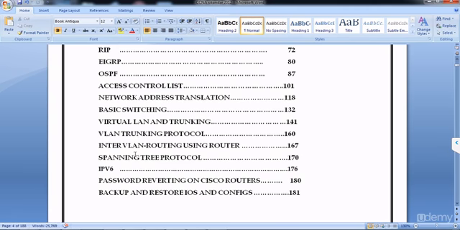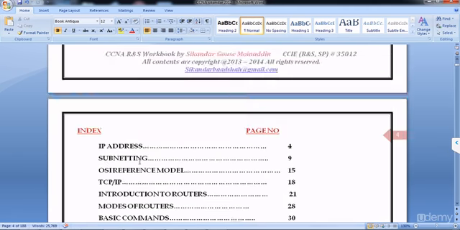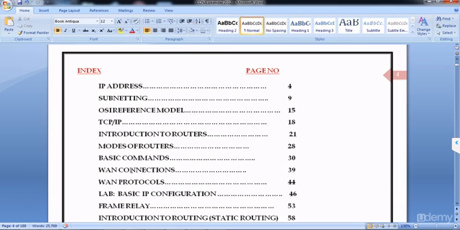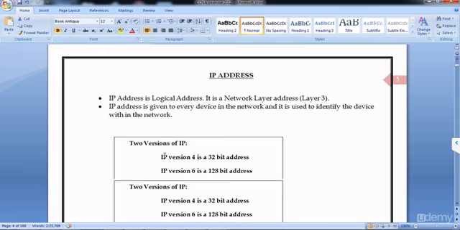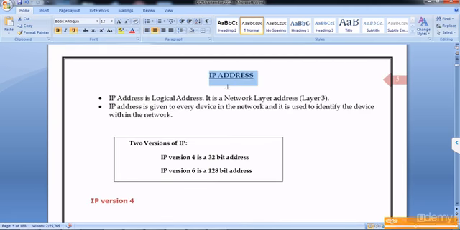So it's a big list of topics. But anyway, you'll get a better idea once we get into these different technologies. Don't worry, we'll get into more detail about all of them. Now the first topic we are supposed to start with is something called IP address. So let's get started with IP address here.